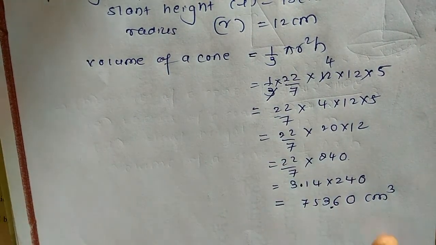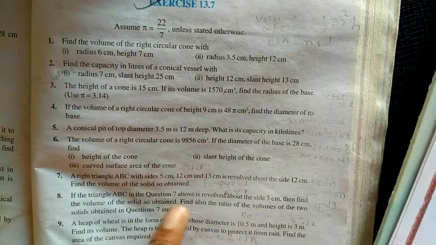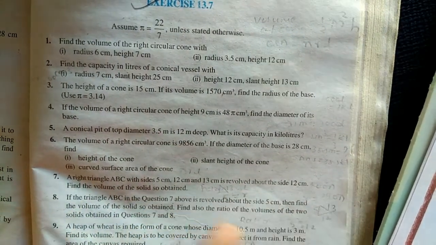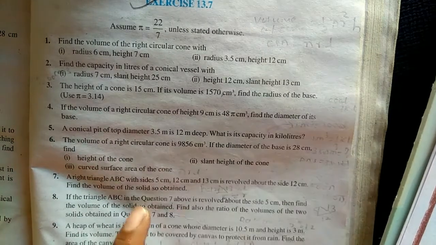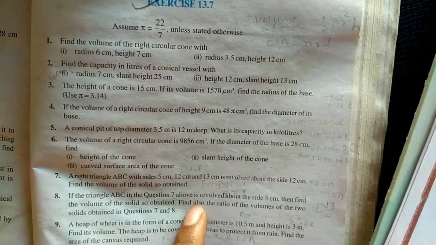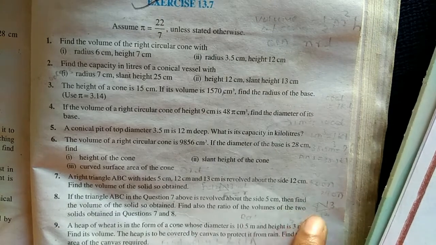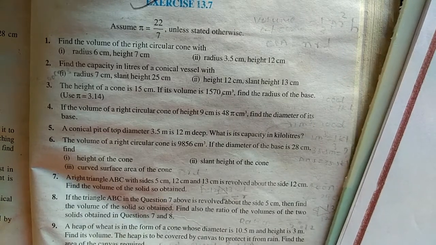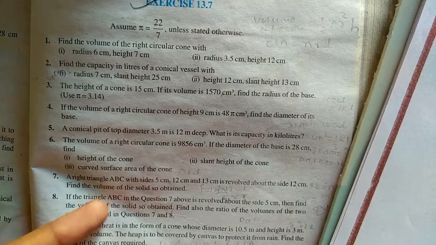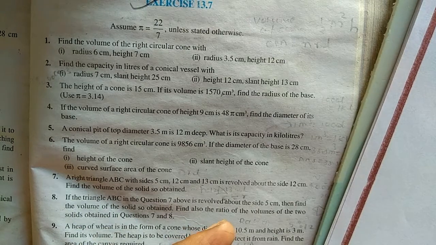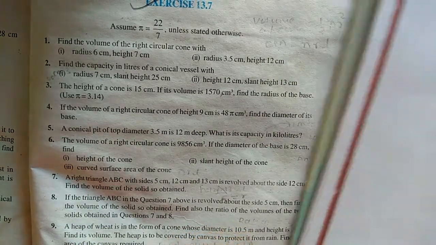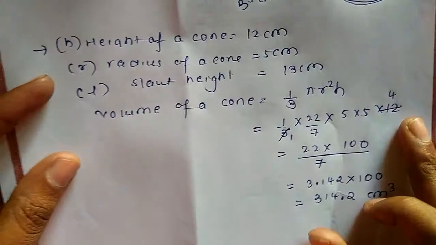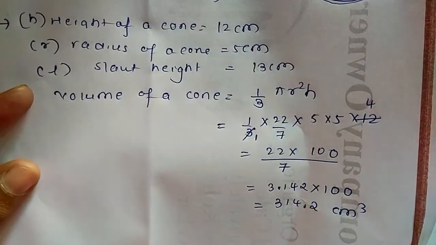There are 2 parts in this question. Find the volume of the solid so obtained, we got the solid here. Now the second part: find also the ratio of volumes of the two solids obtained in question number 7 and question number 8. In question number 7 also we had got a cone only. We have to find the ratio of the volume of that cone and this cone. In question number 7 we got the cone with height 12 centimeter, and now we have the cone with height 5 centimeter.